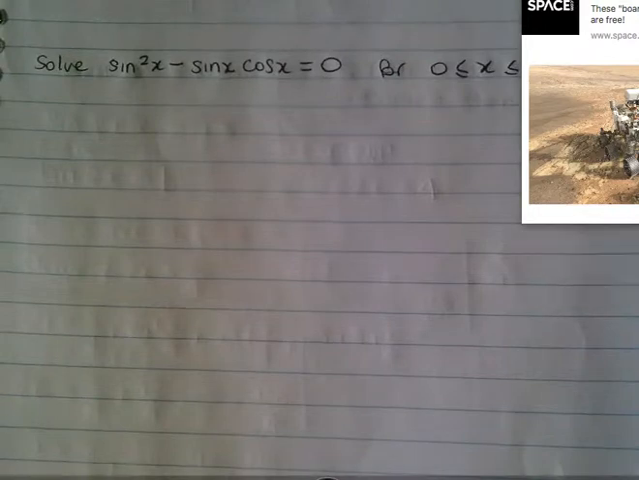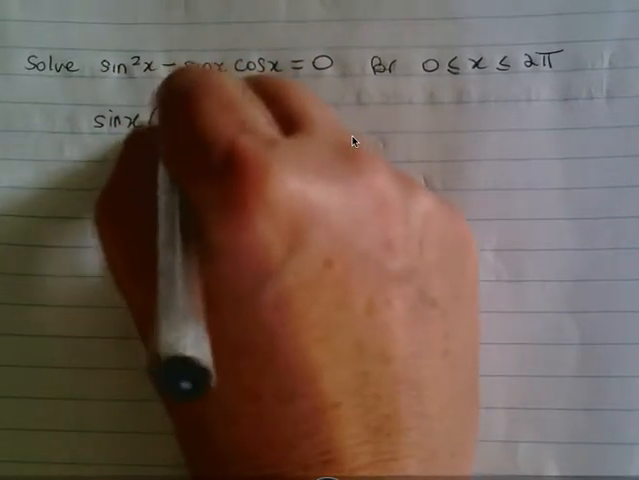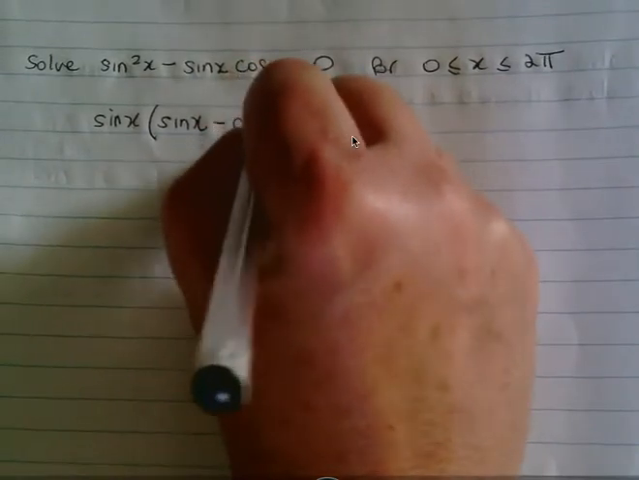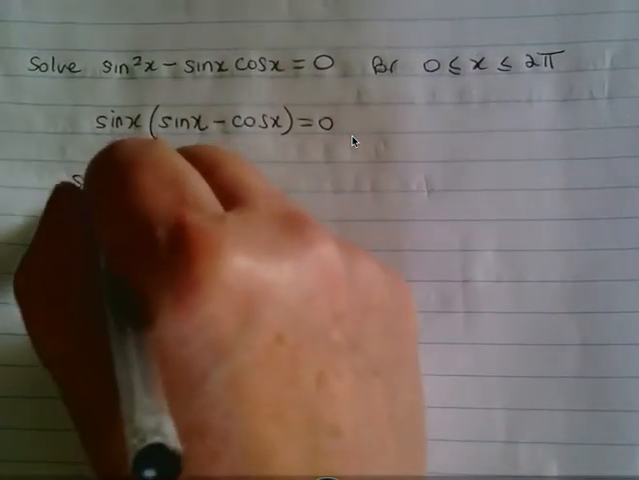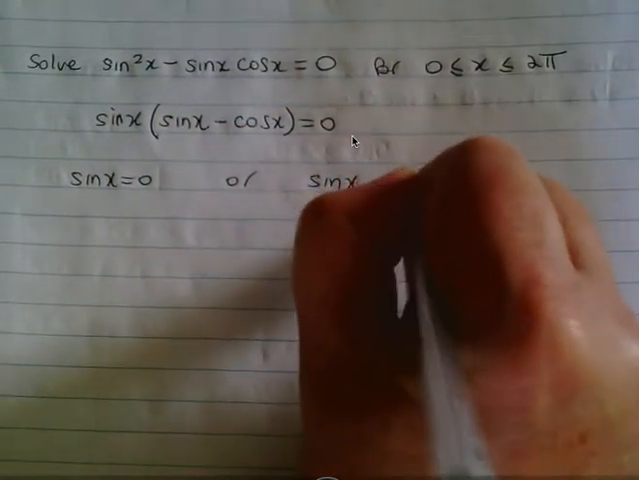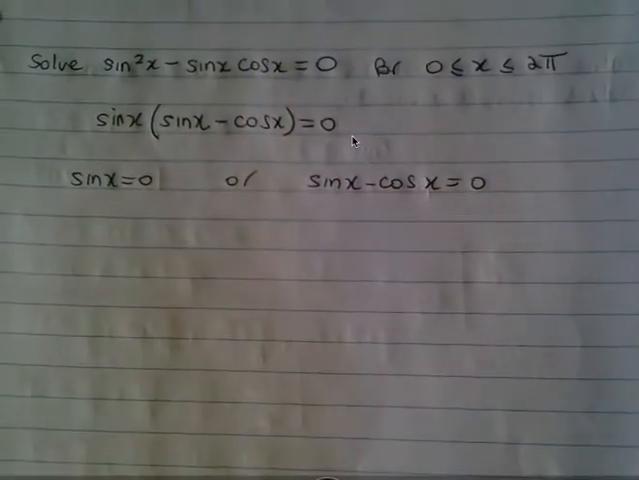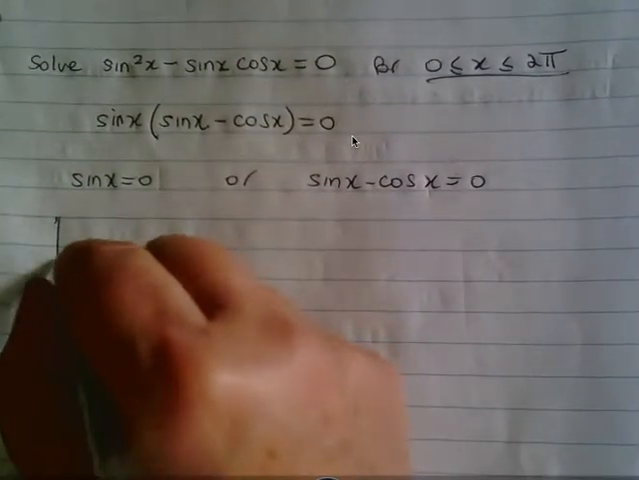Okay, now my next type of question is to solve this. Now, I've got everything over the left-hand side equals 0. The first thing you need to do is to factorize. So sine of x is a common factor, so I take that out. Okay, so now I need to solve two equations. The first one, so just checking that that's correct, and it is. My first one is that sine x equals 0, or my second equation is that sine x minus cos x equals 0.